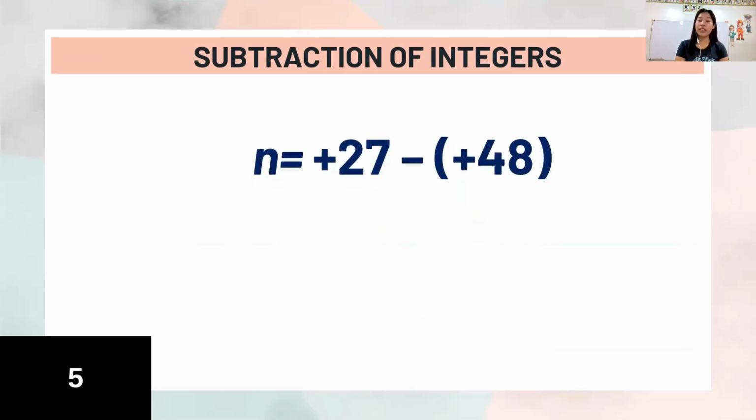N equals positive 27 minus the quantity of positive 48. Your timer starts now.